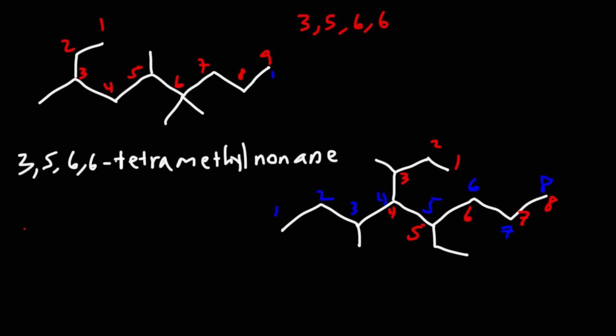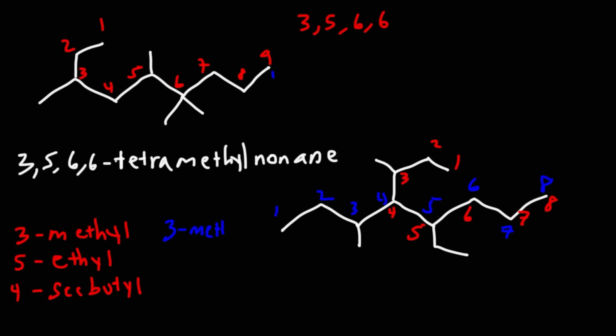So for the red one, we have a methyl on 3, we have an ethyl on 5, and we have a sec-butyl, if you want to use the common name, on 4. To name it using IUPAC nomenclature, we're going to have to do something different, and we'll talk about that. Now, looking at the blue chain, we still have a methyl on 3, the ethyl is still on 5, and we have a sec-butyl on 4. So it really doesn't matter how we name it.